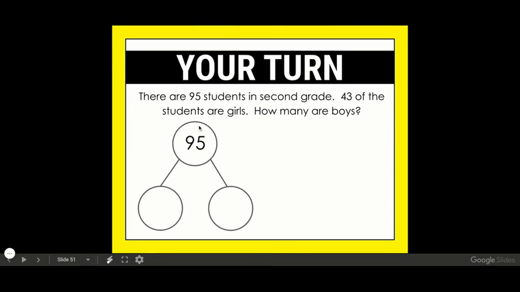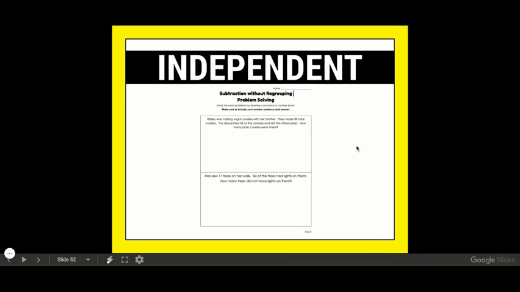Hopefully you realized that 95 was the whole, and 43 was one of the parts. So we were missing a part. And when we're missing a part, we set up a subtraction problem. So you did 95 minus 43, and that equals 52. Great job.